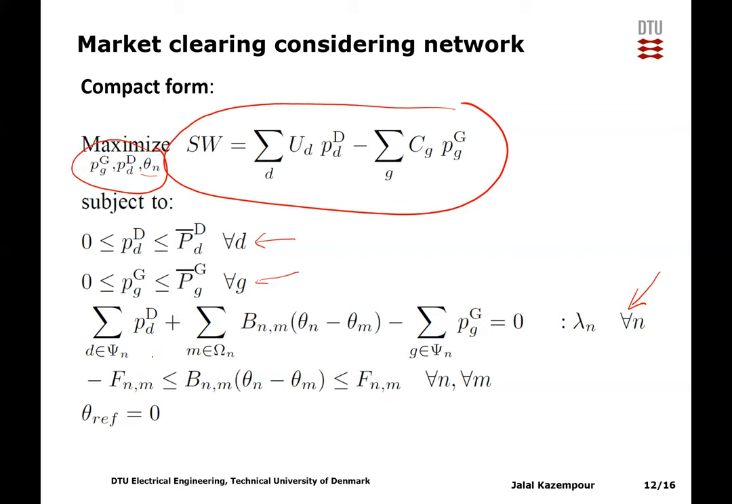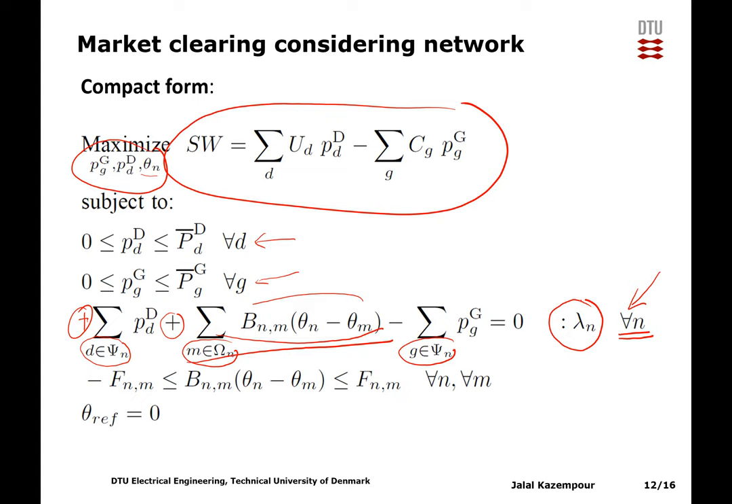So this shows all demands which are located at bus n. So we have one power balance constraint per bus. So all demands that are connected at bus n, all generators that are connected at bus n, and also here, all the lines connected to bus n. As you see here, this looks like a demand because it's a power flow going out of bus n to bus m, so it's positive, and the demand is the injection, it's minus. So we have one dual variable per bus.